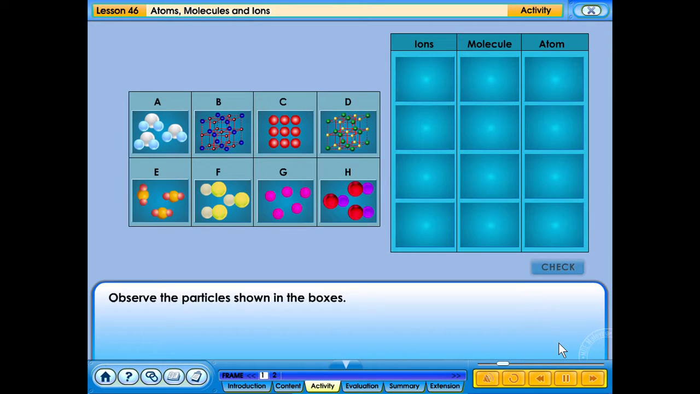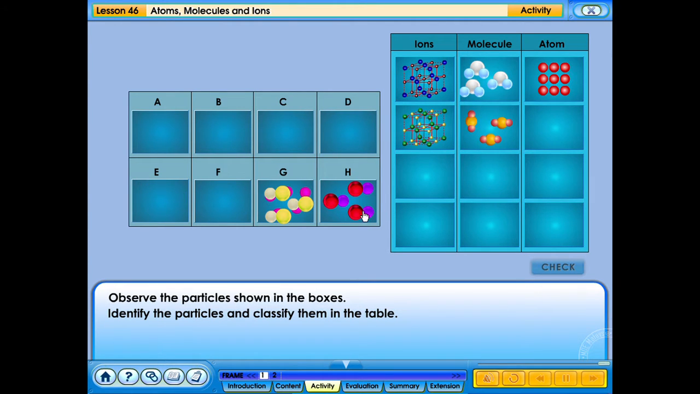Observe the particles shown in the boxes. Identify the particles and classify them in the table. Your answer is correct.